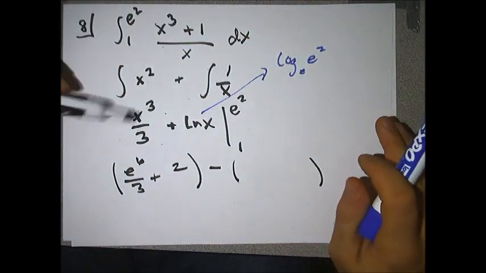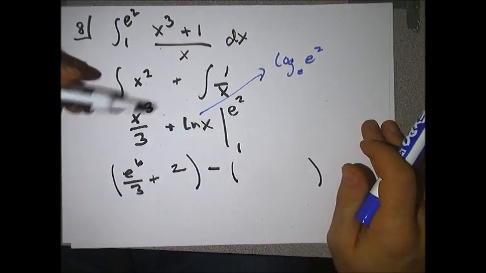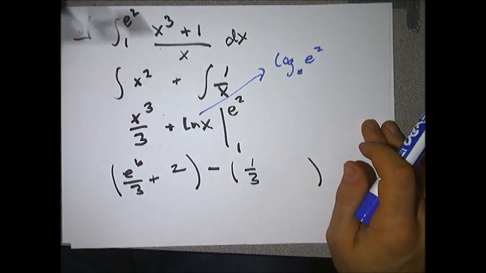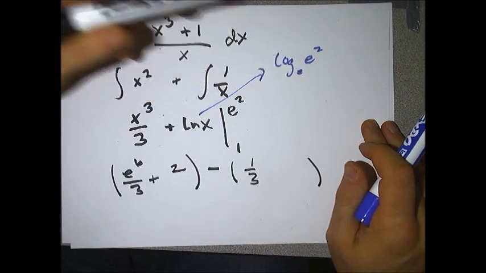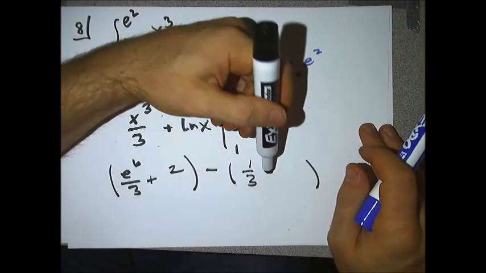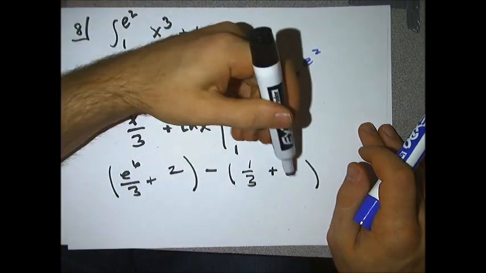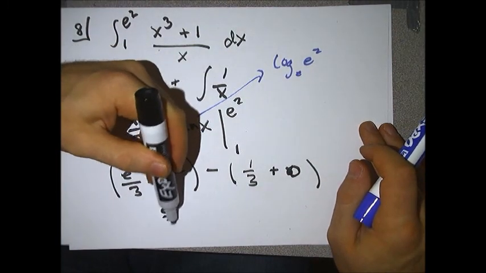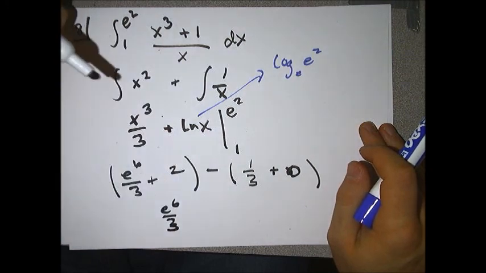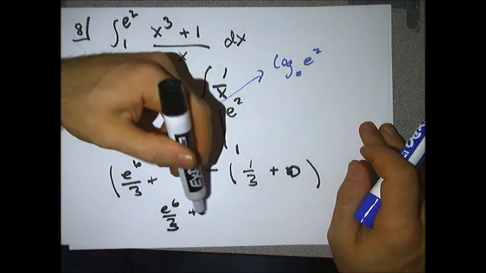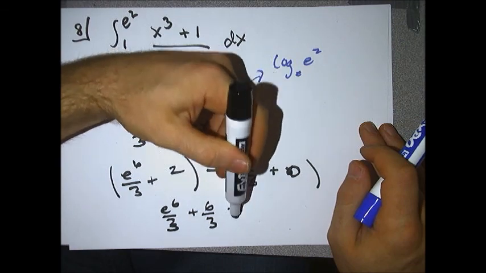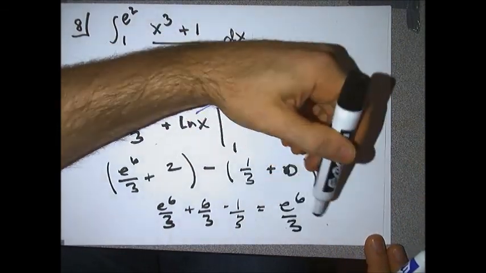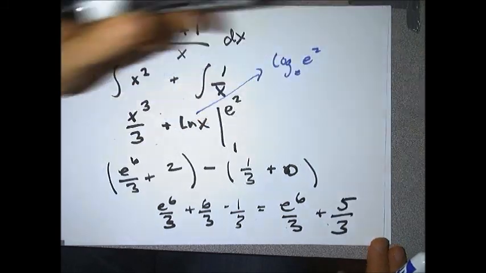Now we want to plug in 1. 1 to the 3rd is 1. So this is 1/3. When I plug in 1 here, natural log of 1. Again, log base e, but now to 1. So e to what power is 1? 0. So this is e to the 6th over 3. And I want to put this 2 over 3, so I'm going to make it plus 6 over 3 minus 1 over 3. Gives us e to the 6th over 3 plus 5/3.